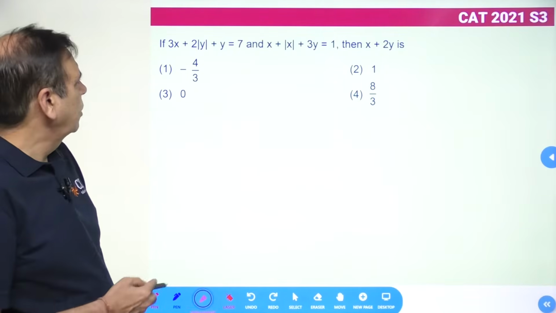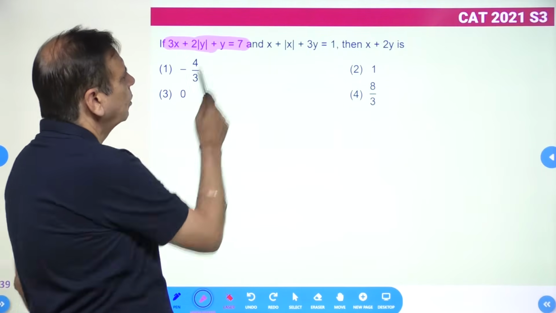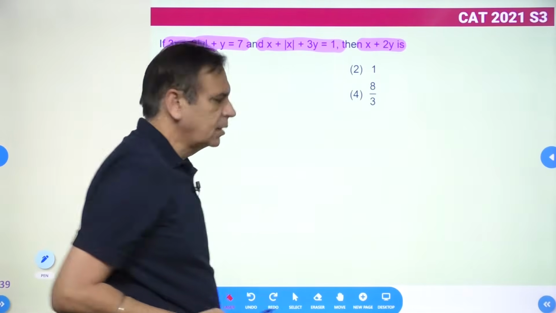Okay, let's have a look at this question. If 3x plus 2y of mod y plus y equal to 7 and x plus mod x plus 3y equal to 1, what is x plus 2y?